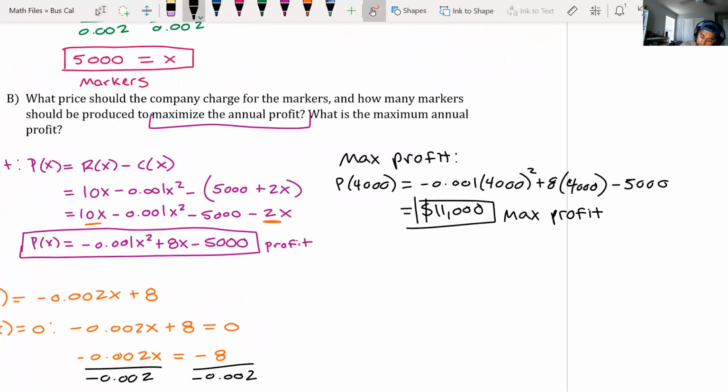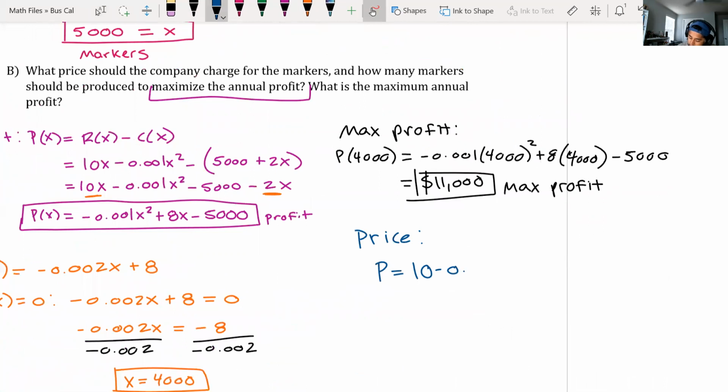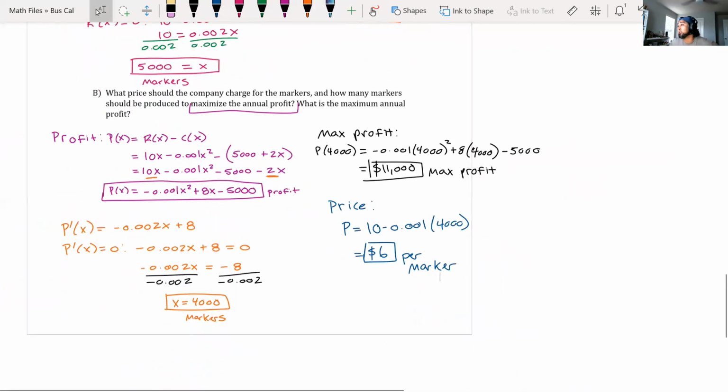Okay. And then last is price. P equals, what was the equation? 10 minus 0.001. Okay. 10 minus 0.001 times 4,000. And that should give us $6. There it is. So in order to make a max profit of 11 grand, we now need to make 4,000 markers and charge $6 per marker.